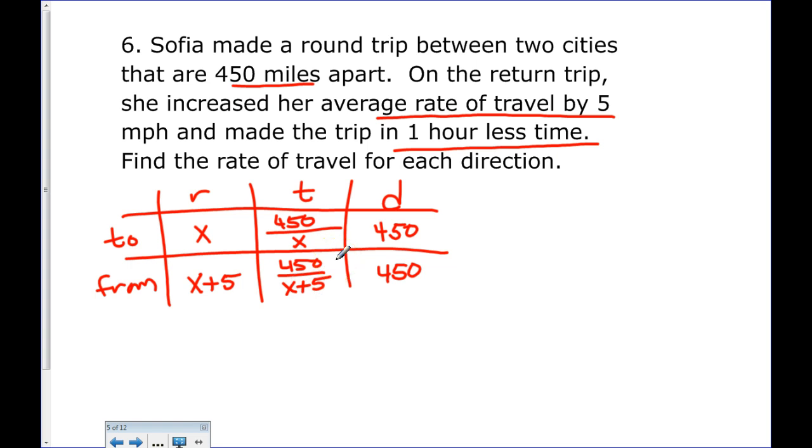Wouldn't that also be minus 1? Right, and I'm not there yet, but yes. So we have this minus 1 somehow. So what they said is our to equals our from, and it said they made the return trip in 1 hour less than the to time. So I'm going to take to minus 1. So this will be 450 over X minus 1 equals 450 over X plus 5.